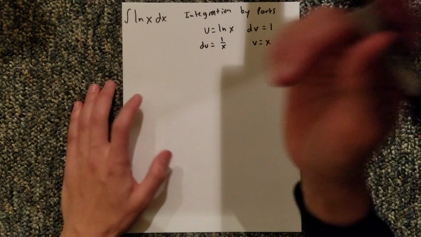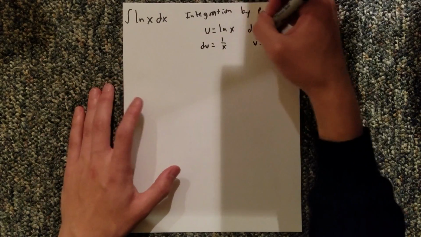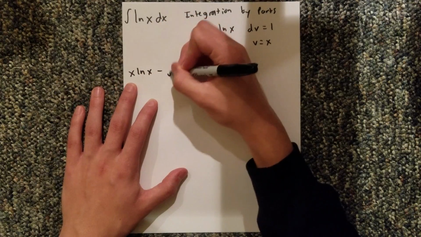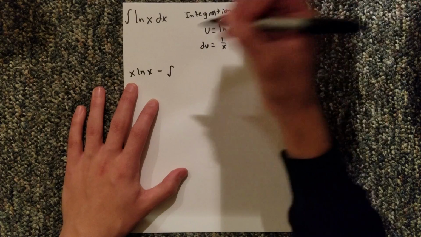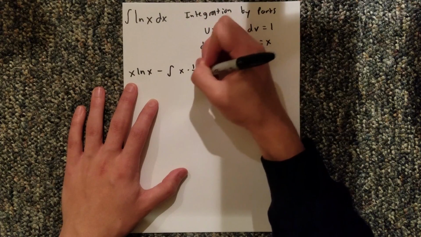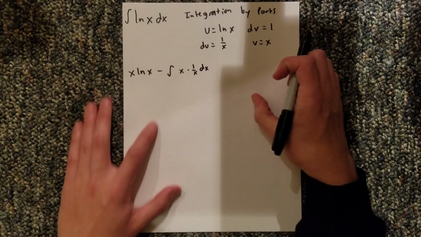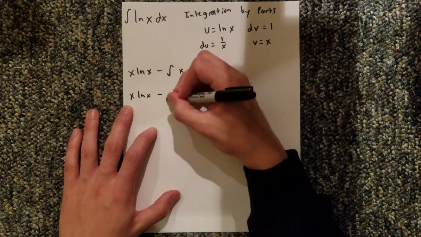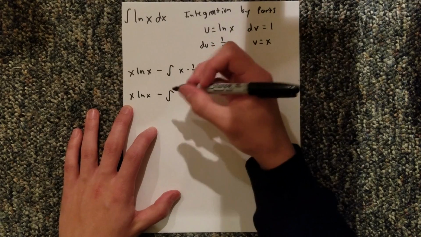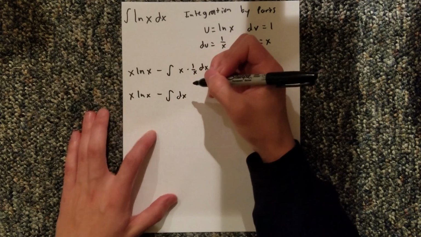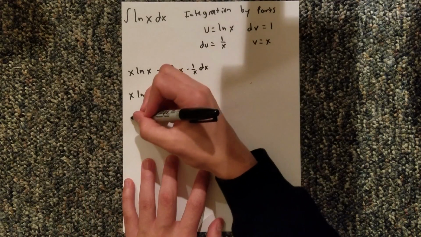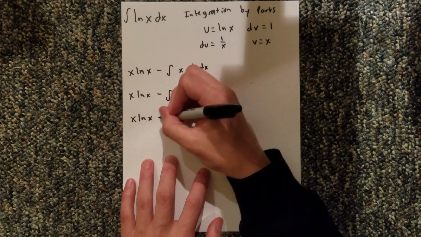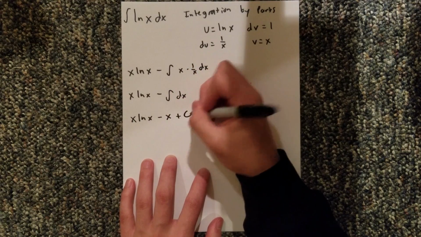And the formula I like to use is uv, so x ln x, minus the integral of v du, so then x times 1 over x dx, and that can be simplified. x divided by x is just 1, so we can just say the integral of dx, so then you get x ln x minus x plus c.